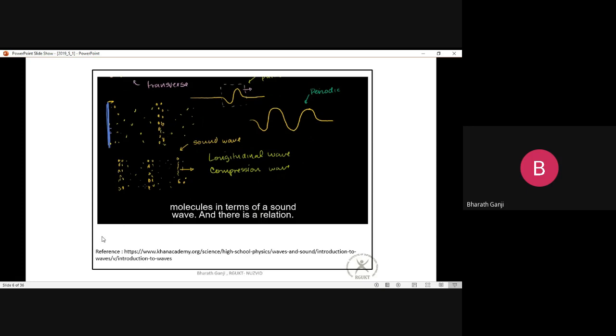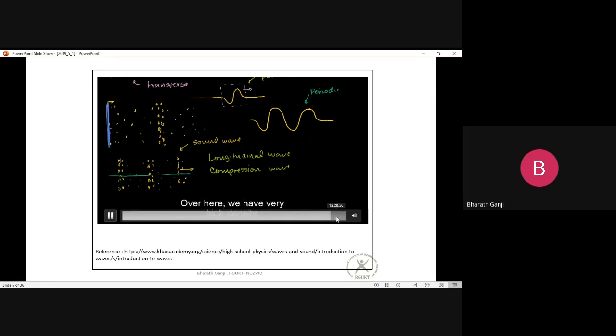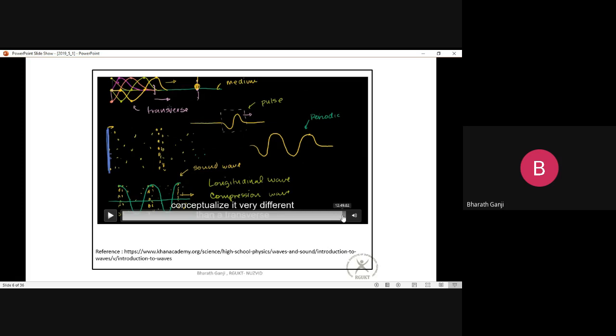And there is a relation. So if you wanted to just plot the density by position, you could. So over here we visualize it or conceptualize it as displacement from your resting position. That's the quantity varying through time.